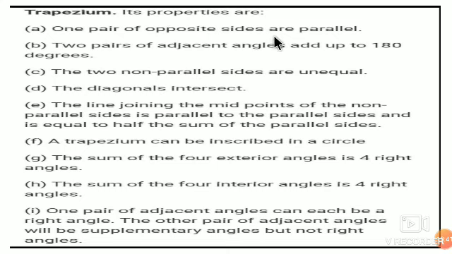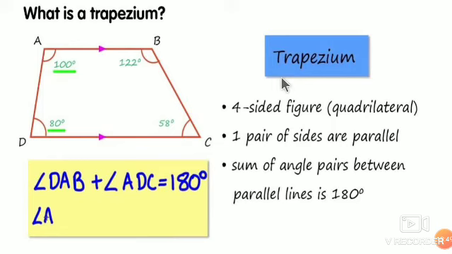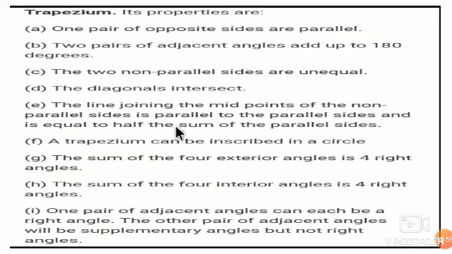One pair of opposite sides are parallel. Two pairs of adjacent angles are supplementary. The two non-parallel sides are unequal. Means these two sides AD and BC are unequal in length. The diagonals intersect each other. The line joining the midpoints of the non-parallel sides is parallel to the parallel sides and is equal to half the sum of the parallel sides.